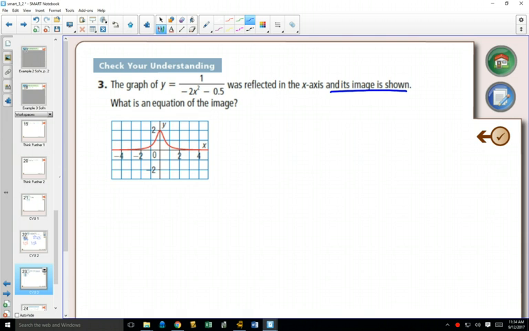Sometimes it's just one word that can change the meaning of the question. What is the equation of this image graph? So this graph here that I put in a blue box was reflected in the x-axis, and the red graph is what we got. So can you see that the blue one would have been the original graph? The equation of that original graph is in the blue box. We want to find the equation of the red graph.